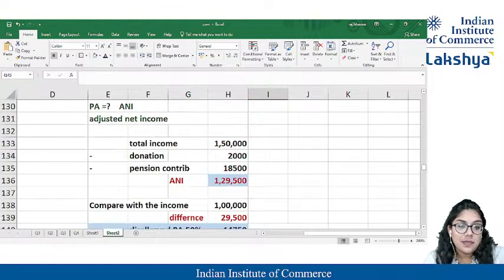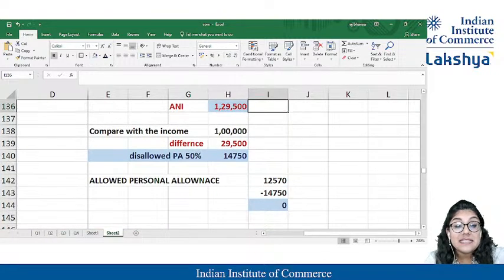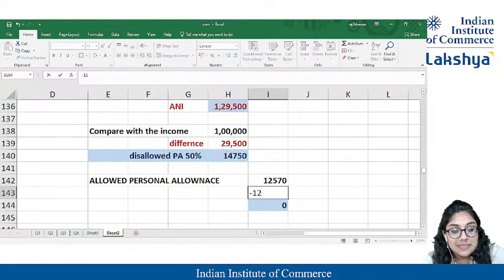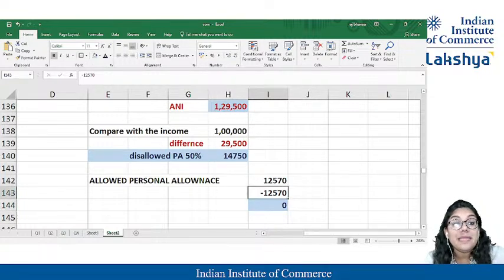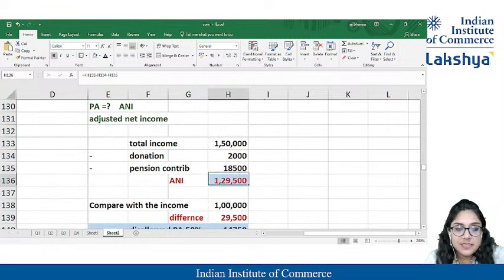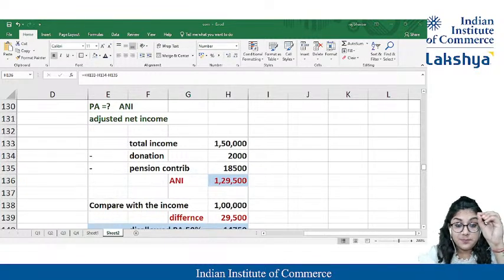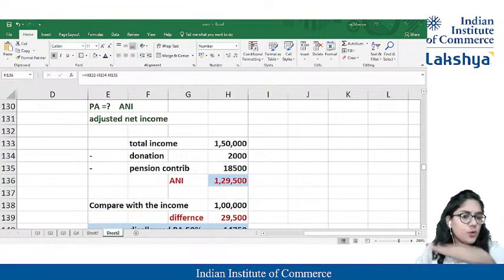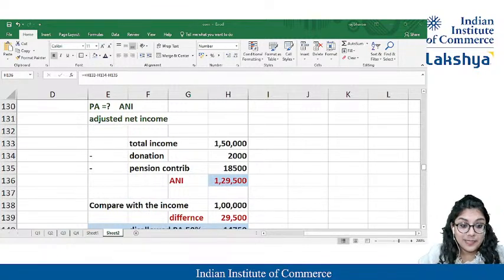So can I get one income over here where, if I multiply it, I can get 0 allowance? It was disallowed 14,000. What should the amount be if I want to get 12,570 disallowed? What will my excess income be? That means if I have this much ANI, you will not get any allowance. What is the limit of ANI beyond which you get no allowance? I will give you a hint.